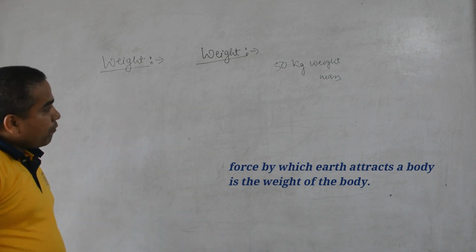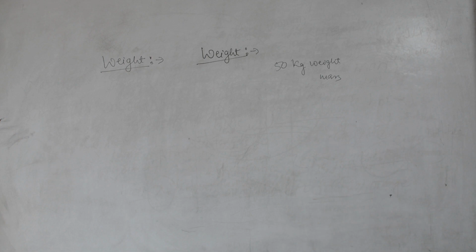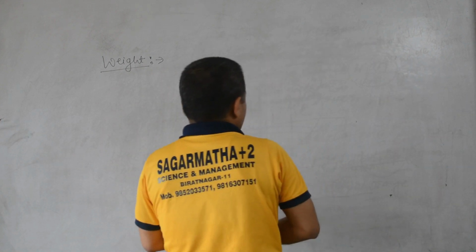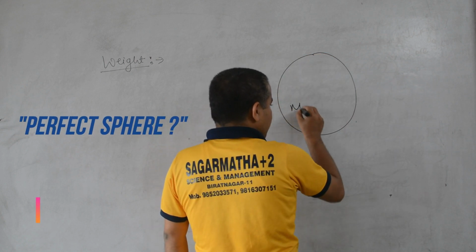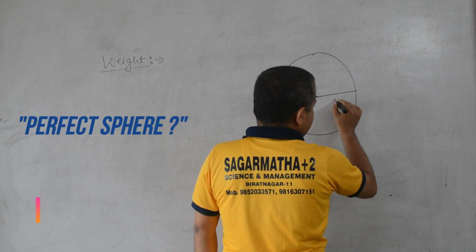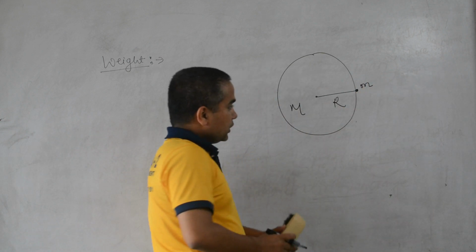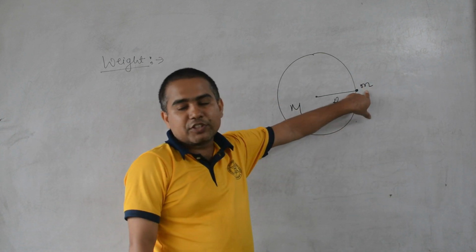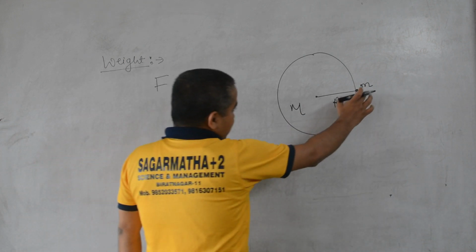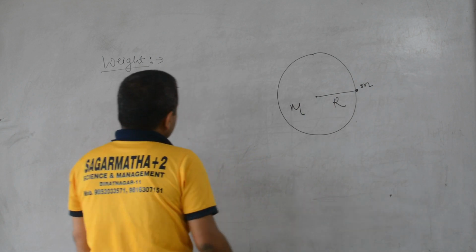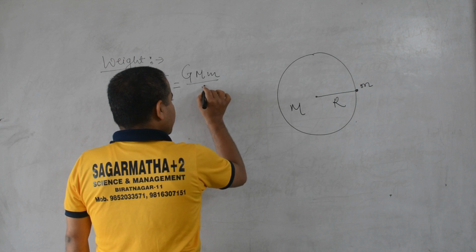So we have a formula to calculate the weight of a body. Let us derive that formula. This is the earth. Suppose the mass of the earth is capital M and the radius of the earth is capital R. There is a small body of mass m on the surface of the earth. Now I am going to calculate the weight of this mass. According to Newton's law of gravitation, this small m is attracted by the earth towards the center. So the force of attraction can be given by this formula.